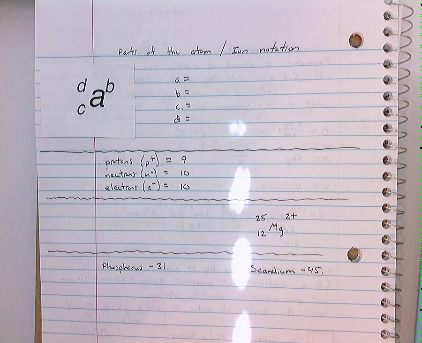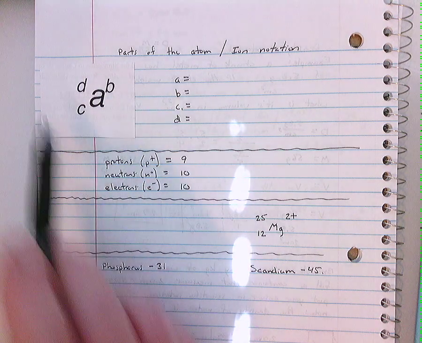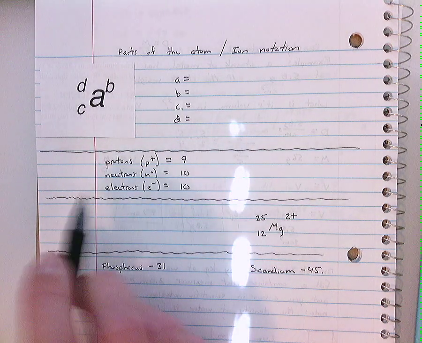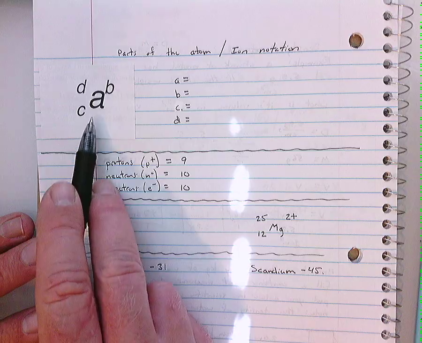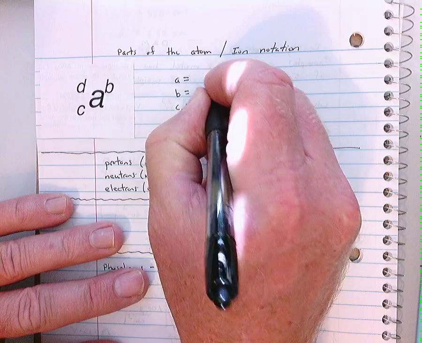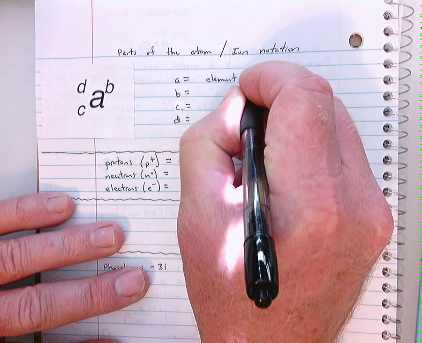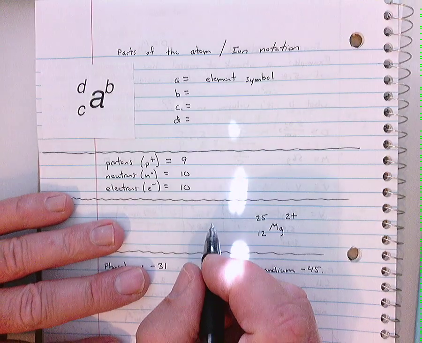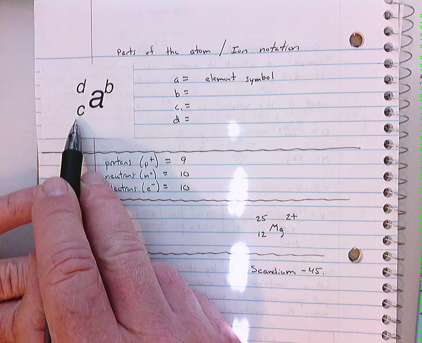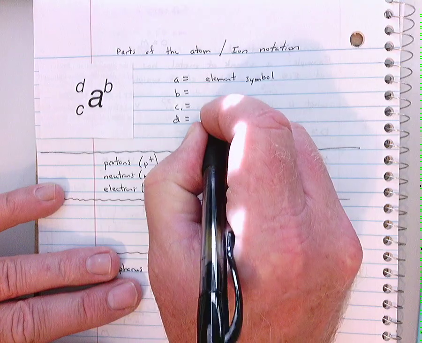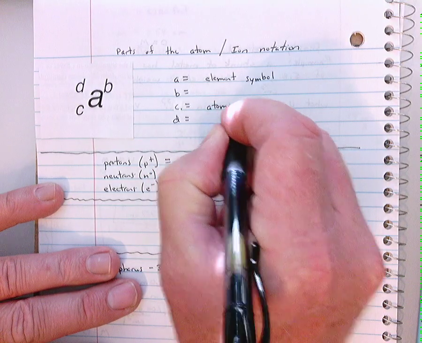This is parts of the atom and ion notation, and some things we need to know regardless of the symbols that they use. Here they've used A, B, C, and D. The location of the symbols and what they mean is what we're worried about. So A represents the element symbol, and it's identified by the atomic number, which is actually C down here. So C is the atomic number, which is the number of protons in the nucleus of the atom.